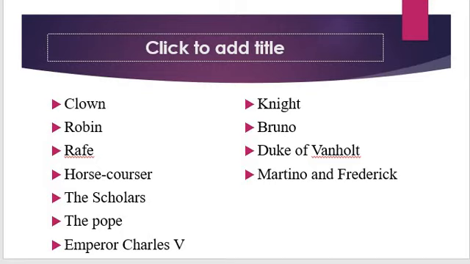If we talk about Bruno, the candidate for Papacy, supported by the emperor, Bruno is captured by the Pope and freed by Faustus. Bruno appears only in the B text version of Dr. Faustus. If we talk about the Duke of Vanholt, a German noble whom Faustus visits. And if we talk about Martino and Frederick, they are the friends of Benvolio, who reluctantly join his attempt to kill Faustus. So this was about today's lecture.